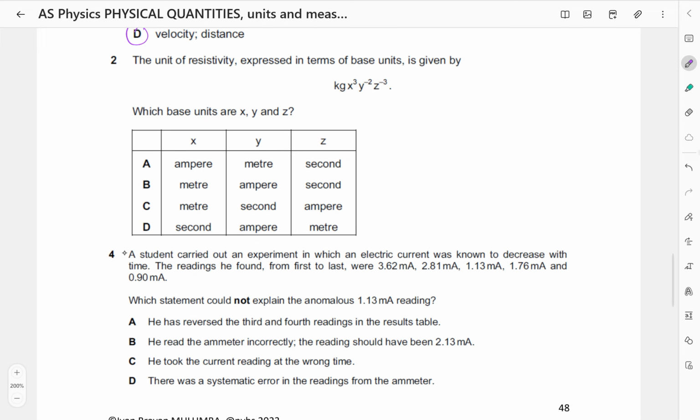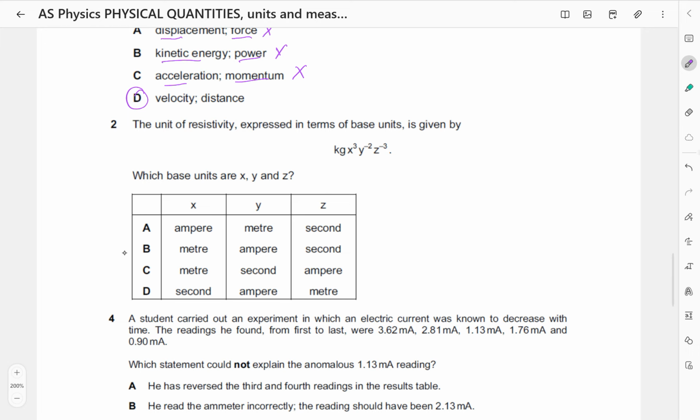The unit of resistivity expressed in terms of base units is given by kilogram x to the power 3, y to the power negative 2, z to the power negative 3. Which base units are x, y, and z? So we know that resistance is equal to rho L over cross-sectional area. But resistance can also be V over I.